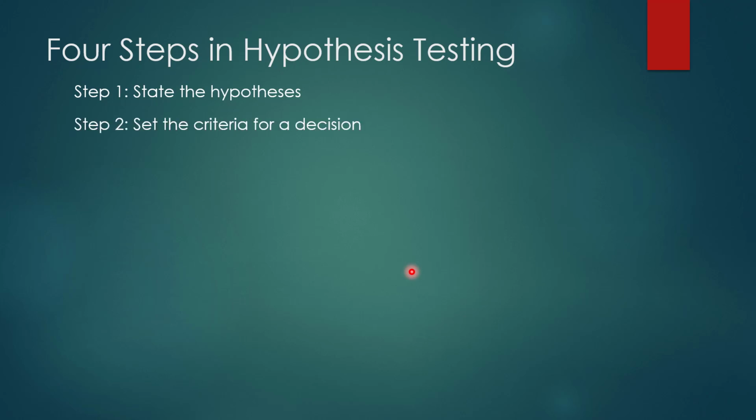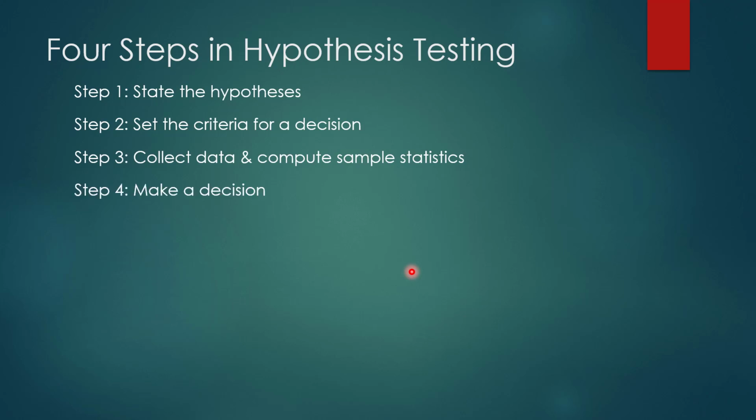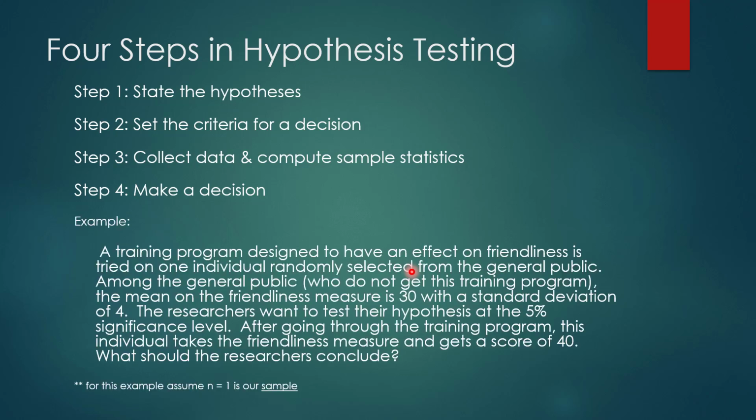We then need to set our criteria for the decision. We obtain a random sample from the population, we collect data, and we compute the sample statistics, and then finally we make a decision. We compare our obtained sample data with the prediction made from the hypothesis. If consistent, the hypothesis is reasonable and we fail to reject. So if our new sample data after the treatment is similar to the population information that we have, we fail to reject it. If it's discrepant, if it's different, the hypothesis is rejected. So now we're going to go into an example.